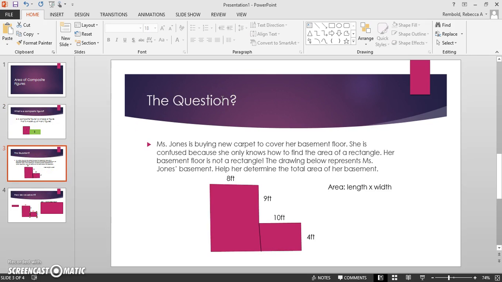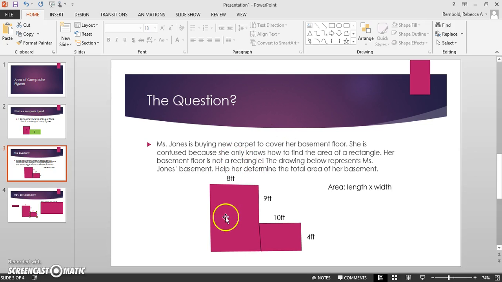Now, this is the question that we are going to be working with. It says, Miss Jones is buying new carpet to cover her basement floor. She is confused because she only knows how to find the area of a rectangle. Her basement floor is not a rectangle. The drawing below represents Miss Jones's basement. Help her determine the total area of her basement.